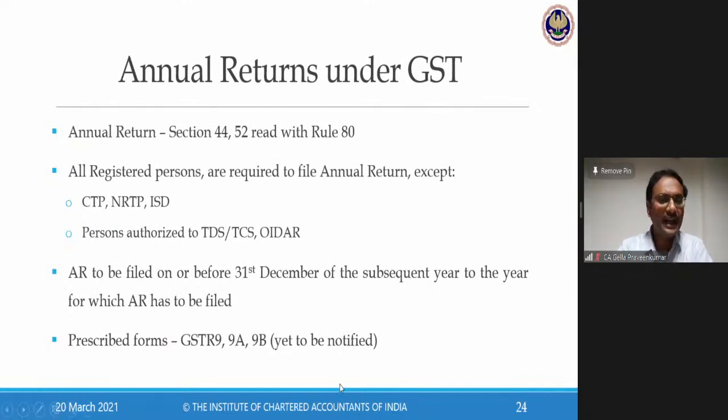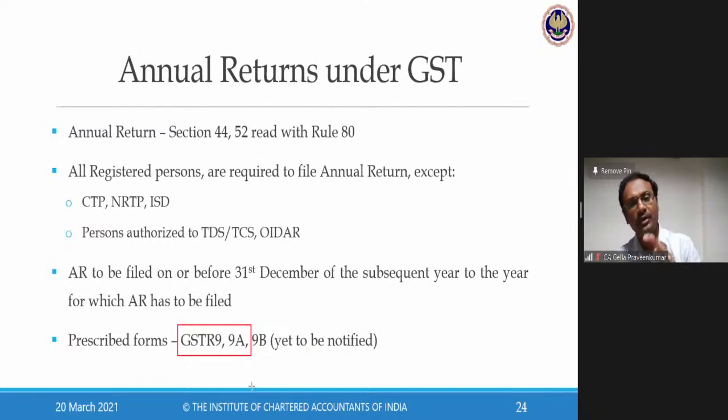Next, as of now, there are 2 forms, one GSTR 9, second GSTR 9A. 9B is not yet notified. So as of now, for examination, don't worry. There are only 2 forms called 9 and 9A. GSTR 9A is for those registered persons who have opted for composition. I repeat, those registered persons who have opted for composition will file GSTR 9A. GSTR 9 is for all those registered persons who are not in composition.